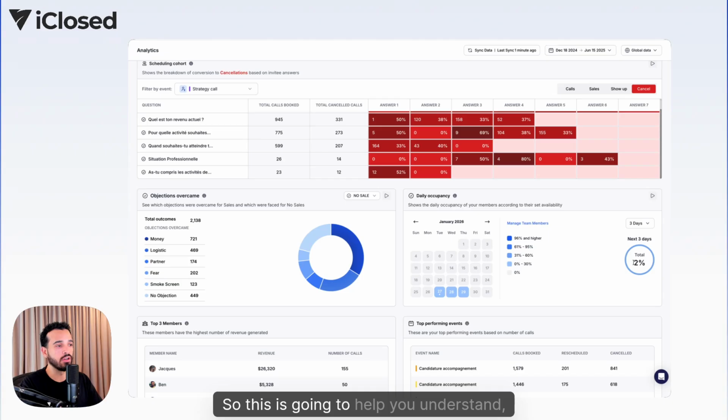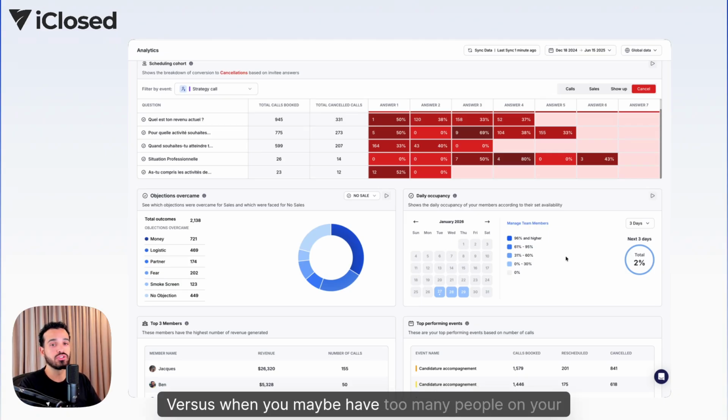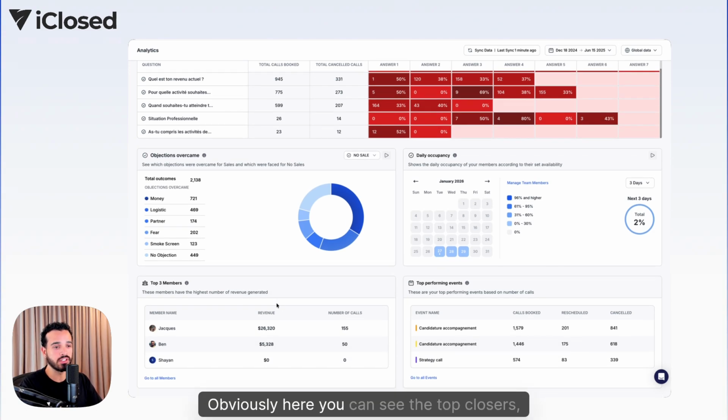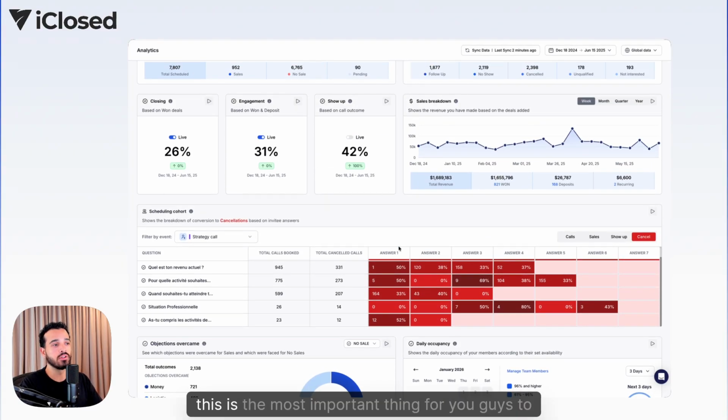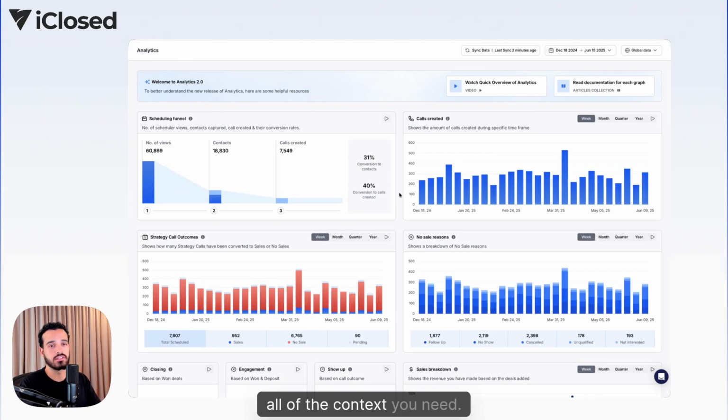So this is going to help you understand when you need to hire and when it's okay to start to spend more on your ads and scale, right? Versus when you maybe have too many people on your team and you do not have the call volume to support them, right? Obviously here you can see the top closers, you can see the top performing events, and this is the most important thing for you guys to be looking at. This is going to give you all of the context you need.